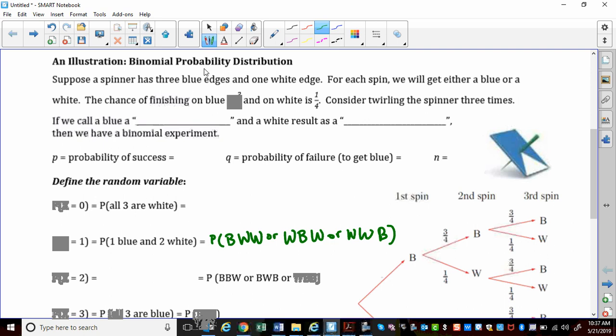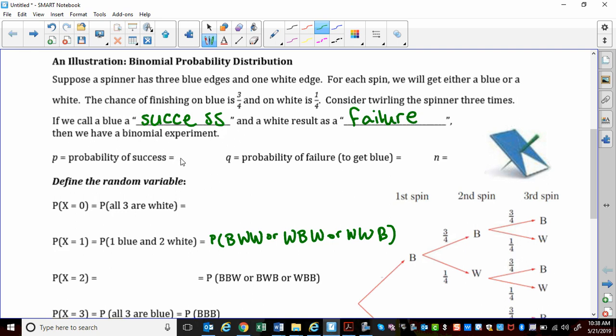Suppose a spinner has 3 blue edges. So it has 3 blue and it has 1 white. For each spin, we will get either a blue or a white. The chance of getting a blue is 3 out of 4, and white is 1 out of 4. Consider twirling the spinner 3 times. If we call blue the success, and white is the failure, then we have this binomial experiment.